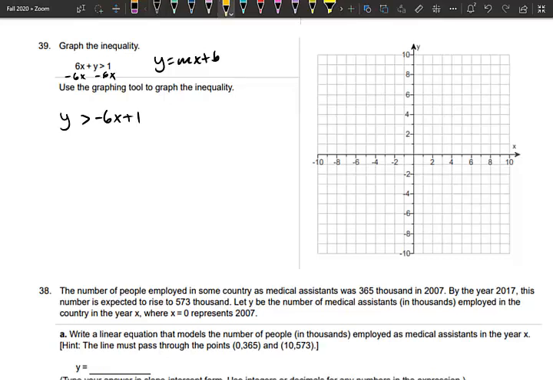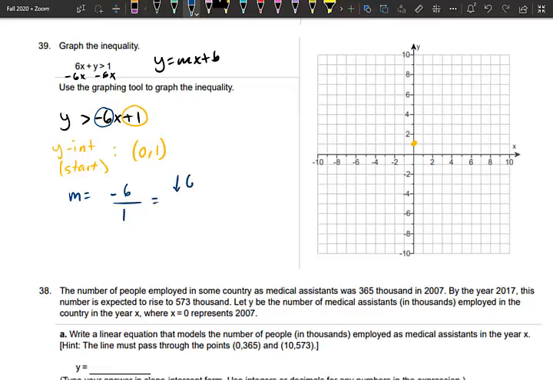So we need two things now. We need the y-intercept, which I call the start, because that's the first point you plot, which is (0, 1). So I'm going to plot (0, 1). And then I'm going to use our slope. Our slope is the number with the x, which is negative 6. So our slope is negative 6 over 1.